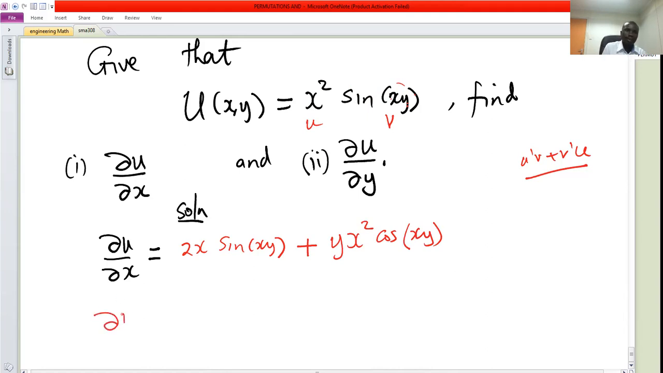And then partial u partial y, this one doesn't depend on y, so this is the main part. So you use the chain rule. When you differentiate this part with respect to y, you get x, and so that x you multiply by this one will be x to the power 3, and then cos of xy. So that will be given by x cubed cosine of xy.